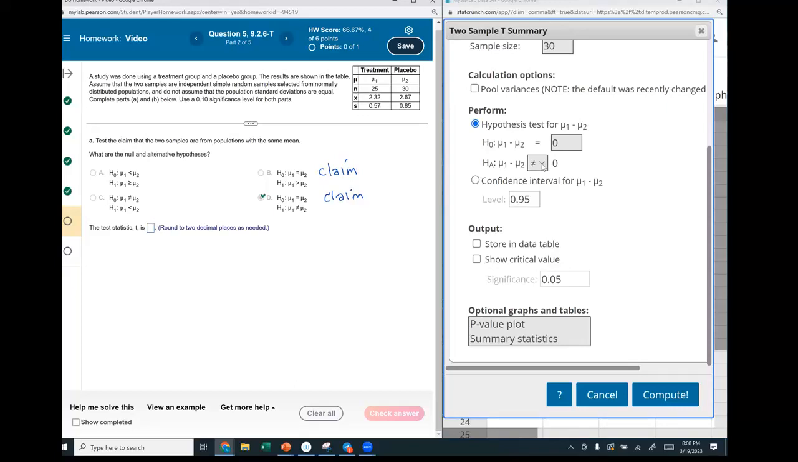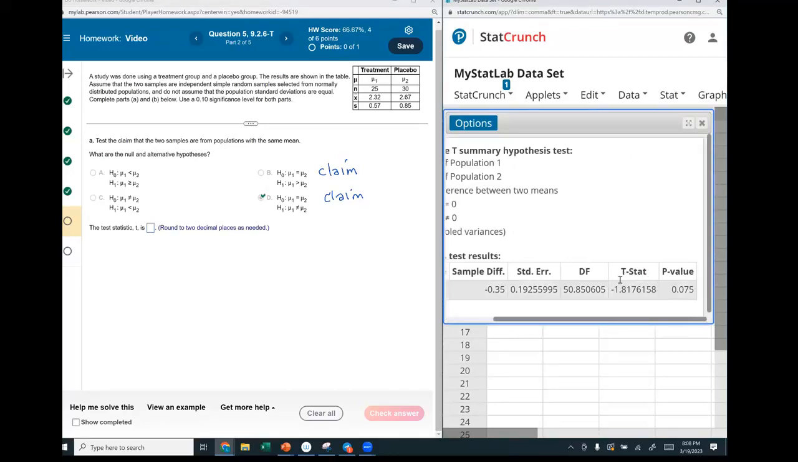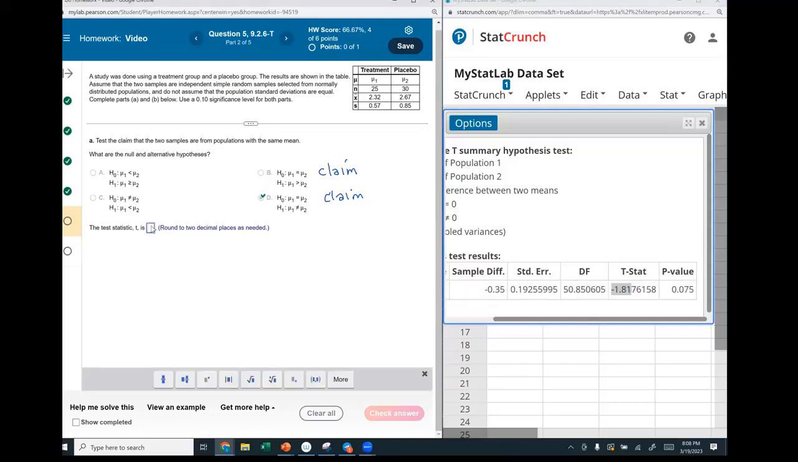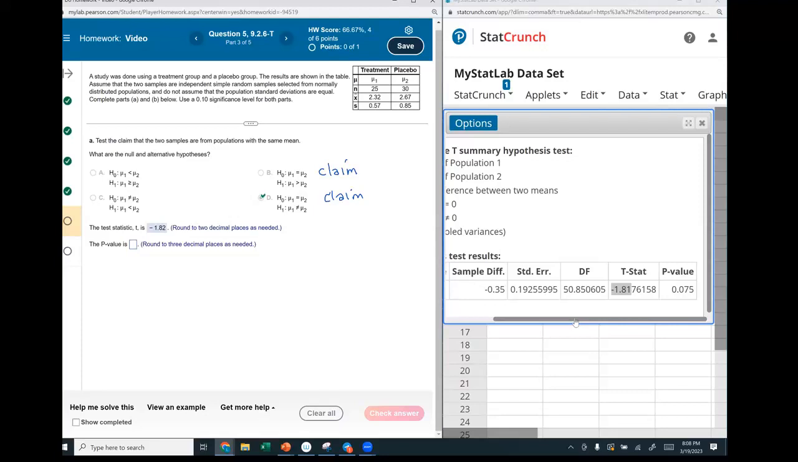We're not trying to find out if one is greater or less than, we're just trying to find out what happens if they're not equal. We hit compute and we get our t statistic, which is to 2 decimals. So that last number is going to be a 2. And my p-value, oh, it's too big as well, to 3 decimals, yes. So we have that's my p-value.